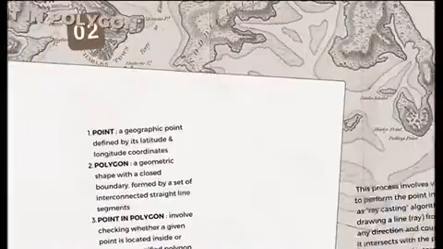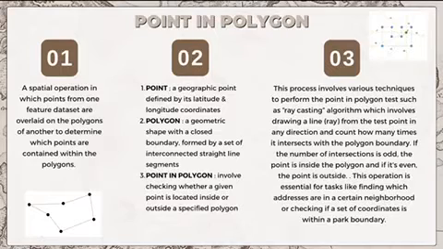Hi, my name is Zafira Amalia. So for my part, I will talk about point in polygon. So what is actually a point in polygon? A point in polygon is a special operation in which points from one feature dataset are overlaid on the polygon of another to determine which points are contained within the polygon.